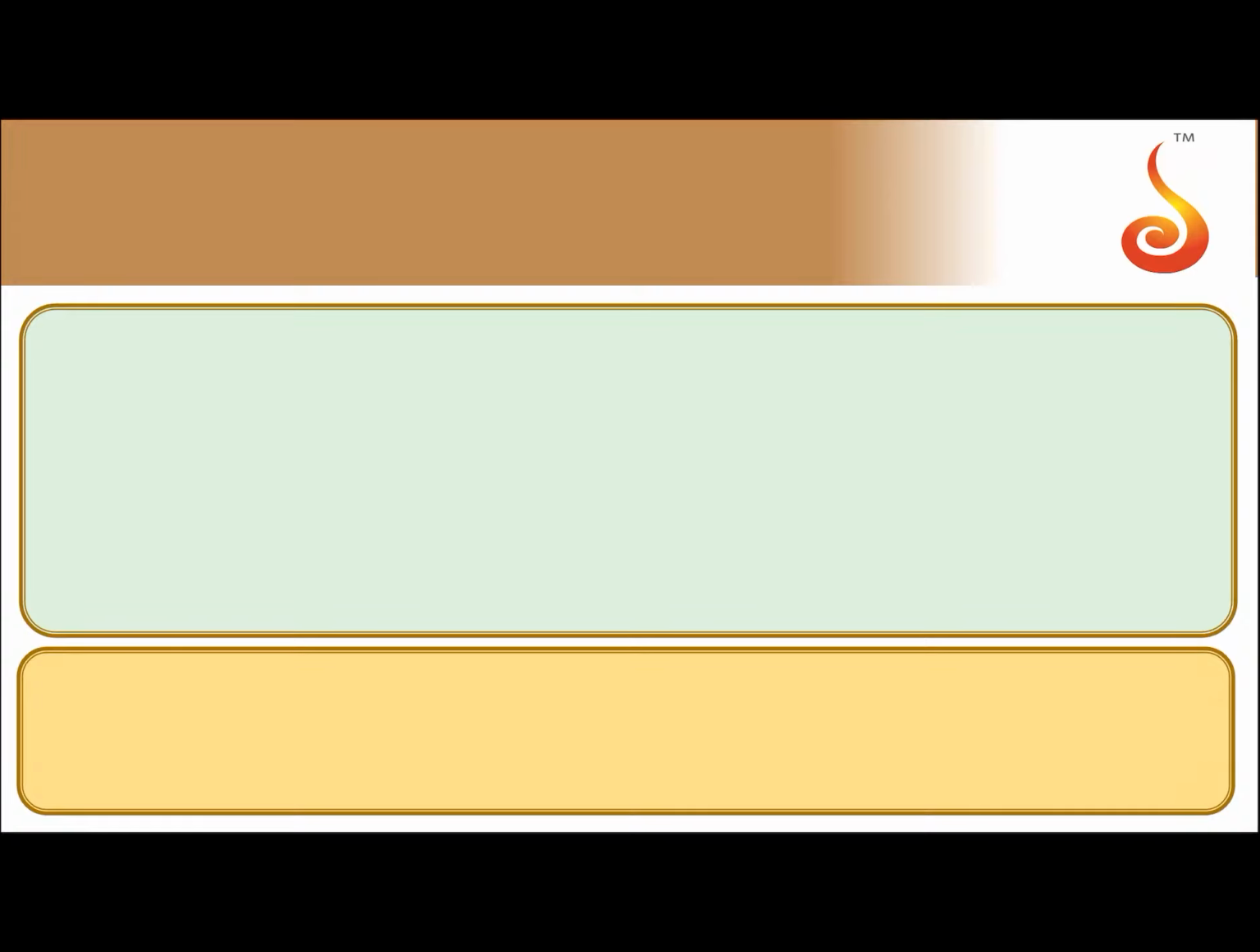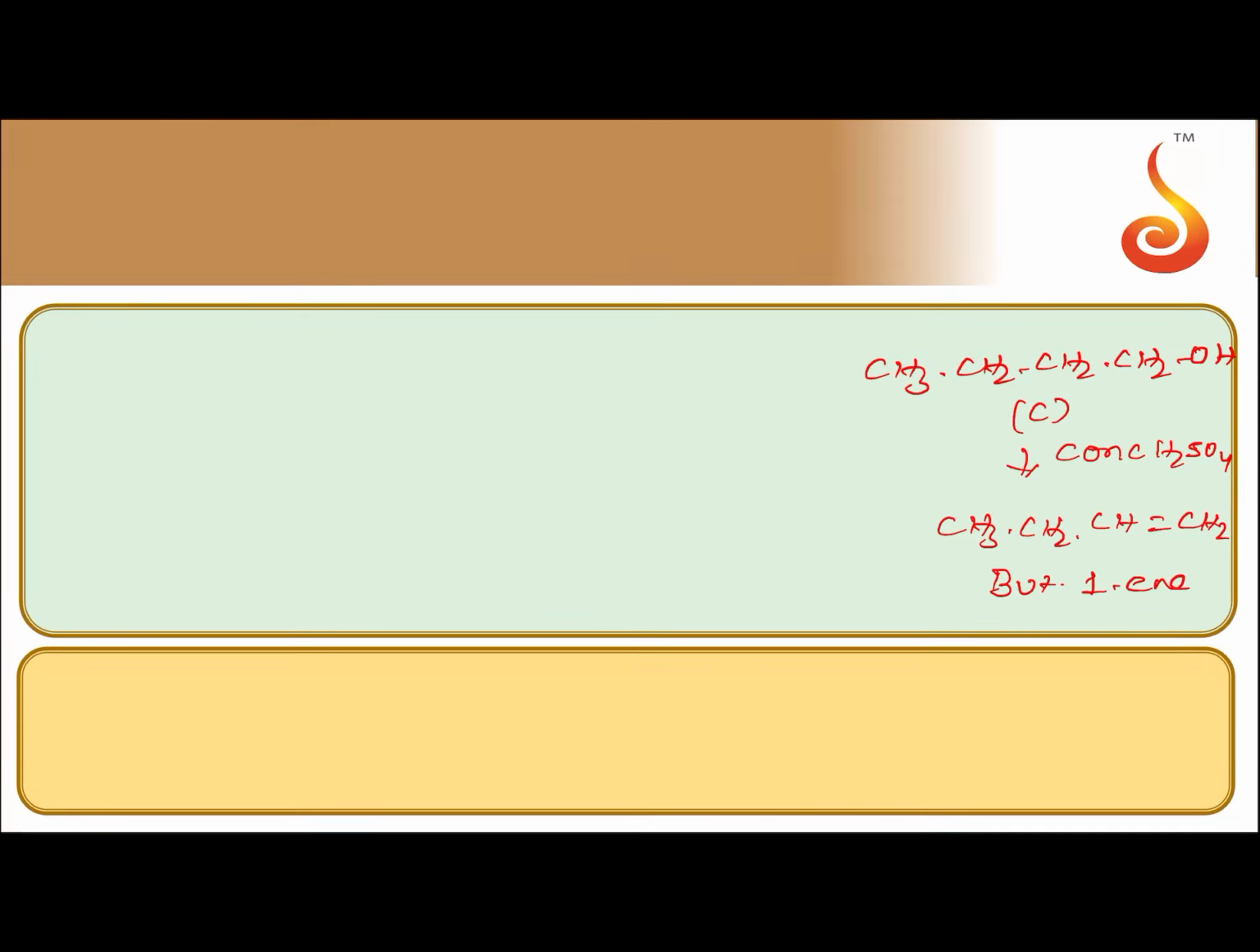One is a carboxylic acid and the other is an alcohol, which means compound A should be an ester. Ester on hydrolysis will give a carboxylic acid and an alcohol. But the alcohol is forming but-1-ene, which means the alcohol should be butanol, CH3CH2CH2CH2OH. This is compound C. Compound C, when treated with concentrated H2SO4, forms CH3CH2CH=CH2, which is but-1-ene.